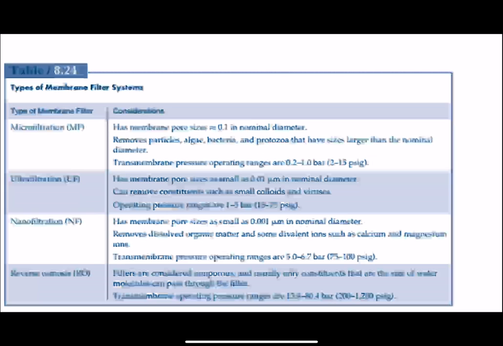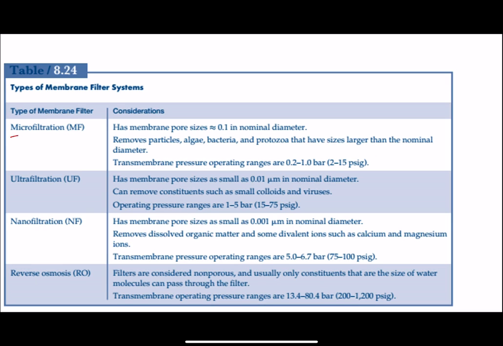Types of membrane filter systems. Let's say the microfiltration, MF. The pore size of this membrane is 0.1 in nominal diameter. It removes particles, as we mentioned in the last figure: algae, bacteria, and protozoa that have sizes larger than the nominal diameter, 0.1 inch.